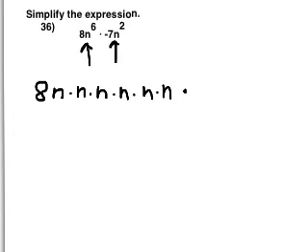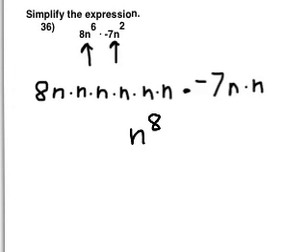And that is times a negative 7 and n squared, or 2 n's times themselves. See, now you can just add them up. 1, 2, 3, 4, 5, 6, 7, 8. Okay, so it's n to the 8th power. And then you've got your 8 times your negative 7, which is a negative 56.